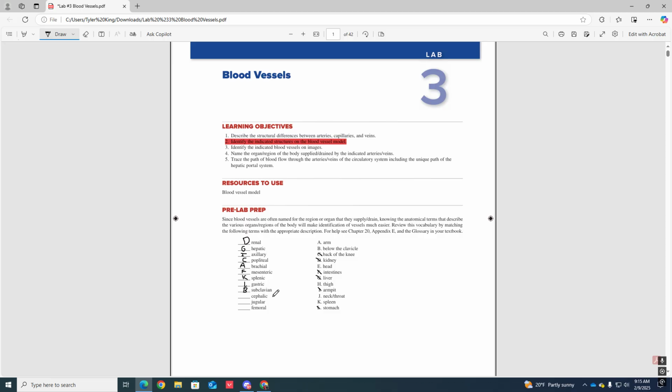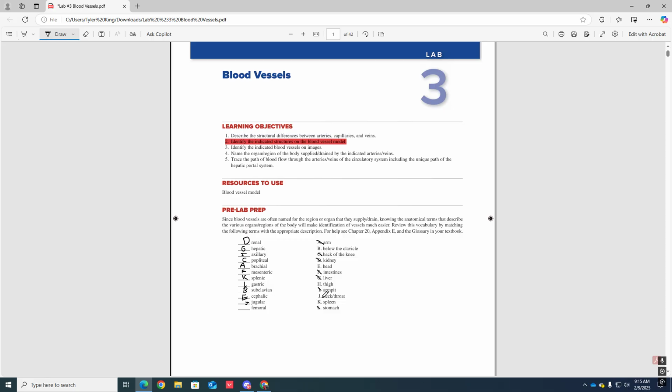Cephalic is referring to the head. So the cephalum always refers to the head. So that is option E here, a little over the lines right there. Jugular is referring to the neck or the throat.